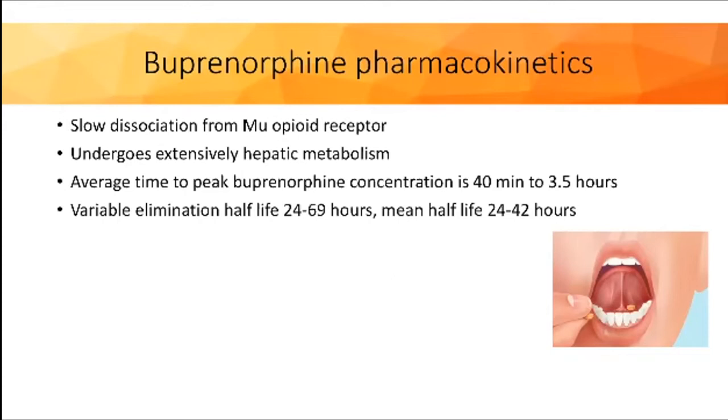Variable elimination half-life is 24 to 69 hours, with a mean half-life of 24 to 42. That's why, per the current TIPS, SAMHSA TIPS, or FDA approval, you can dose once daily. Some patients like to take it 2 or 3 times a day because it mimics their patterns of use, giving them some feeling of regularity using it throughout the day. But you can actually counsel them that it can be effective pharmacologically with once-a-day dosing. So they can take it once a day in the morning. It should cover them from there.